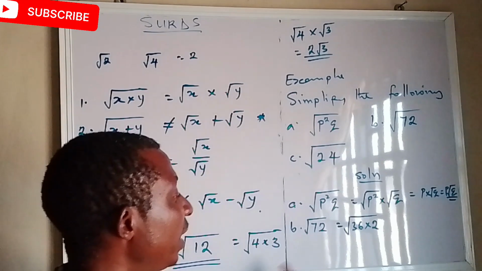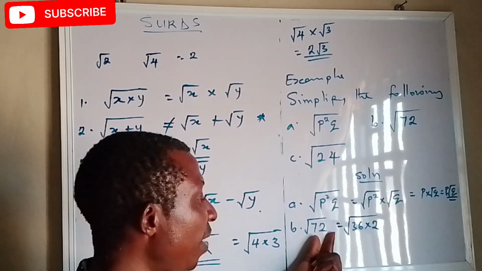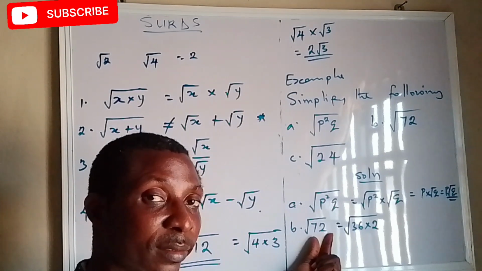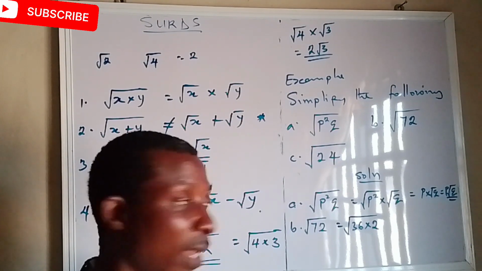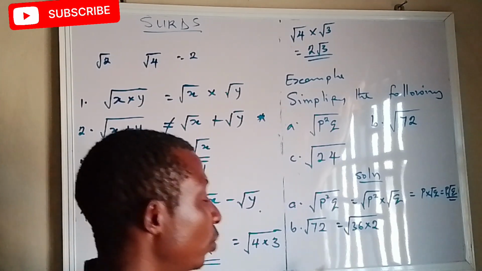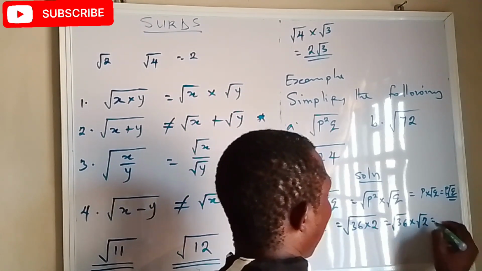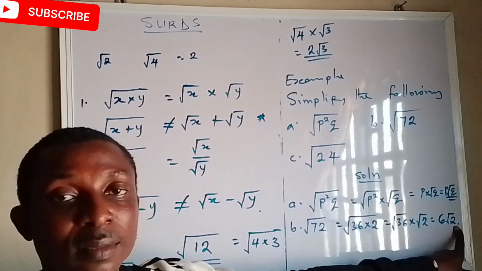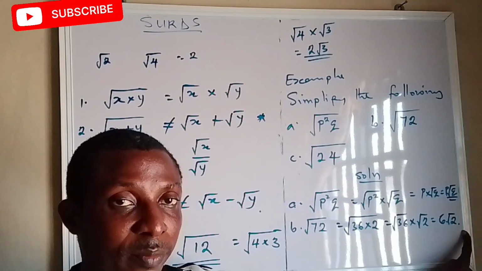Whenever you are given any SURD expression, all you need to do is look for a perfect square that can go in it. So you begin to think of 4, 9, and others. You see this one, 36 goes here, and we have 36 times 2. So this gives us the square root of 36 times the square root of 2, and that gives us 6 square root of 2. And this is the answer, so this SURD is now in its basic form.